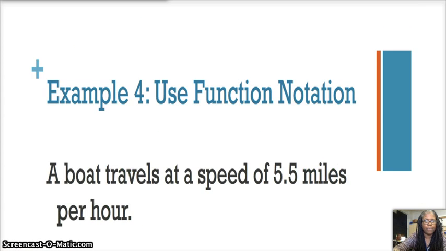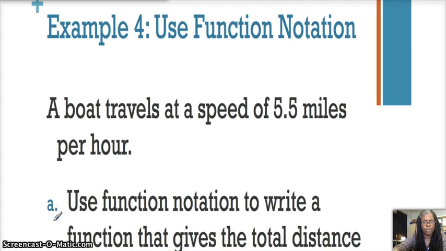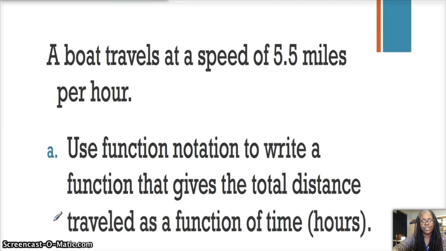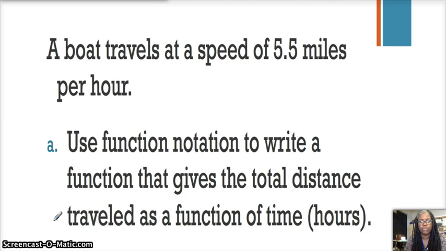Let's go ahead and see what we have for this final example. This final example has two parts. It's example 4. We're going to use function notation on our own. So here we have a boat that travels at a speed of 5.5 miles per hour. First thing we're going to do is use function notation to write a function that gives the total distance traveled as a function of time in hours. So if I know that this boat travels at 5.5 miles per hour, how can I write an equation about that?